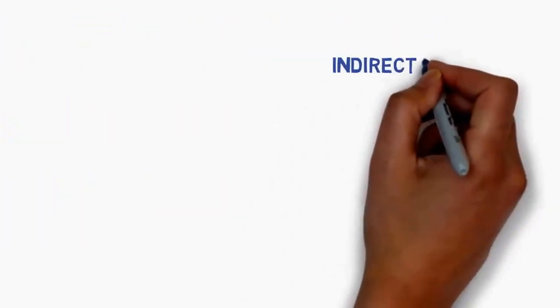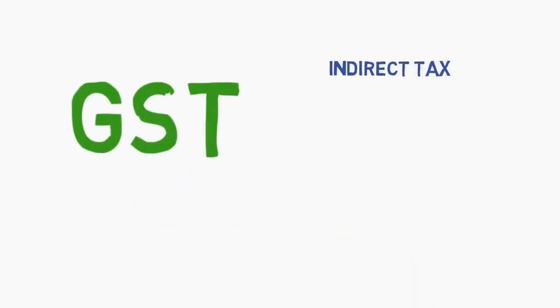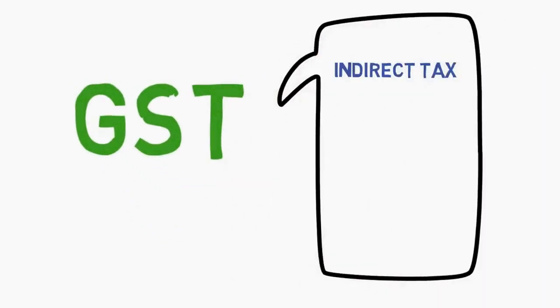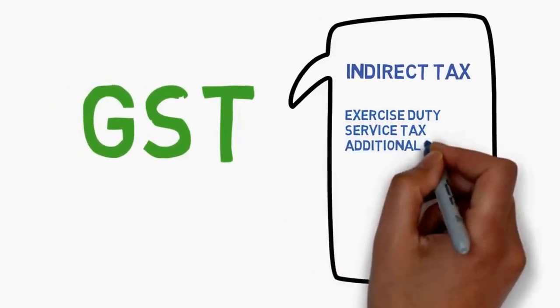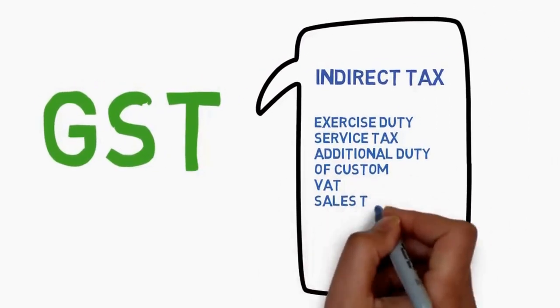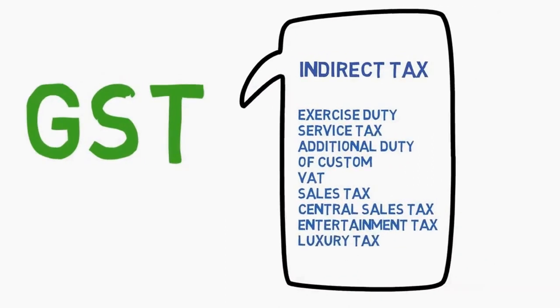Here, the point of interest is indirect taxes, because GST will replace all indirect taxes, which includes excise duty, service tax, additional duty of customs, VAT, sales tax, central sales tax, entertainment tax, luxury tax, etc. So the question is, how is GST different from the current taxation system in India? I'll explain this with a simple example.